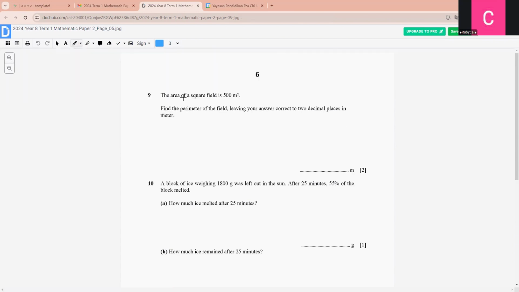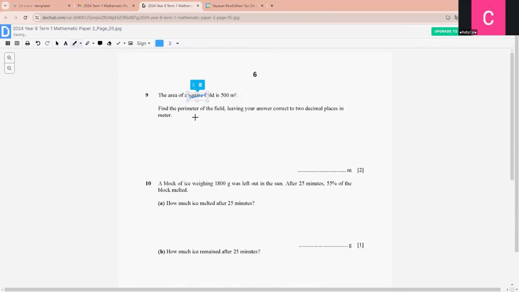So the next question is, the area of a square field is 500 meters squared. Find the perimeter of the field, leaving your answer correct to 2 decimal places in meters. So we have to find the perimeter of the square field. We already know that the area is 500 meters squared. Because it's a square field, all the sides are the same. So to find one side of the field, we have to find the square root of 500.